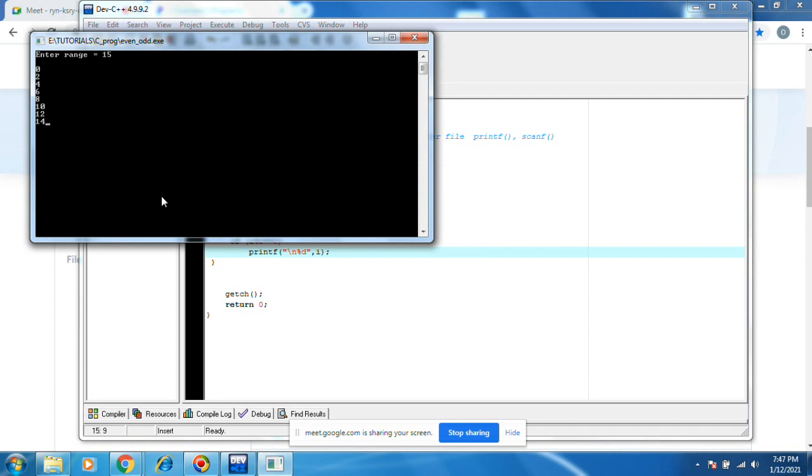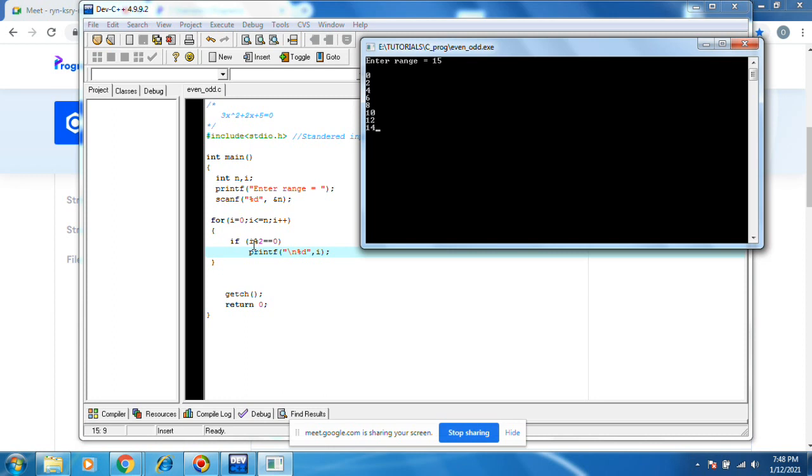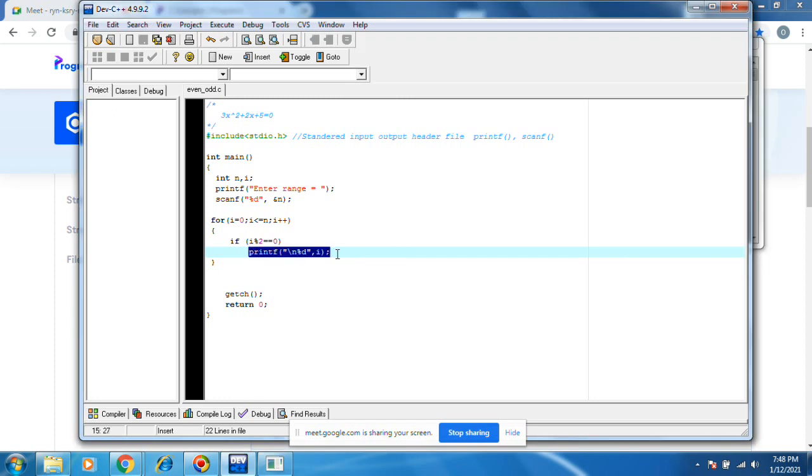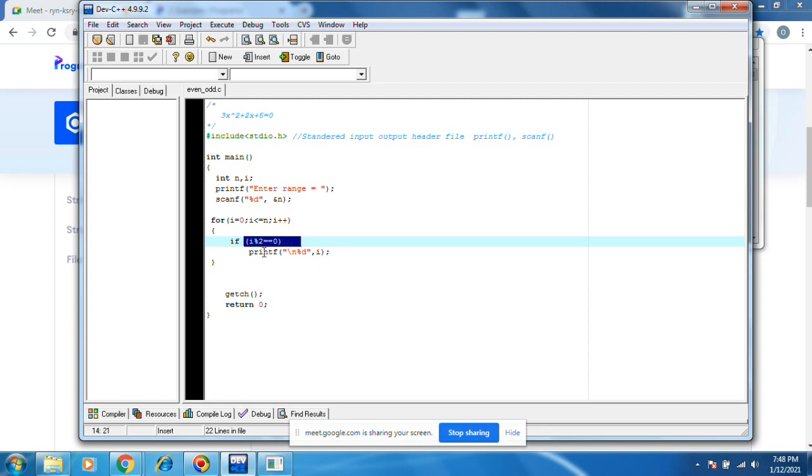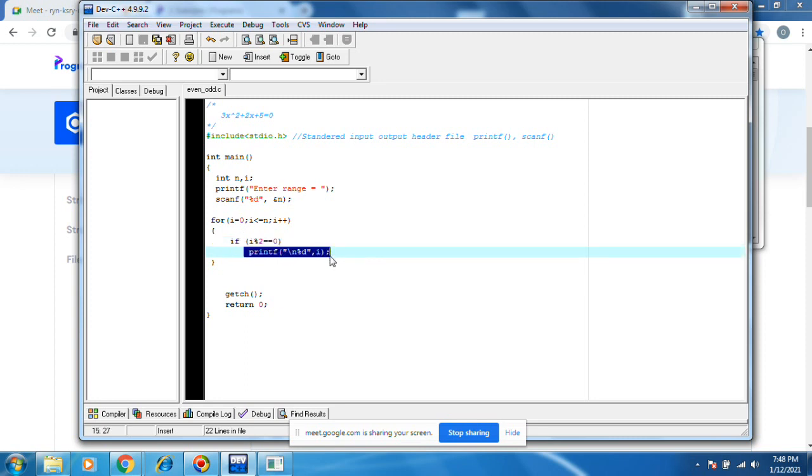Suppose 15. You see, only even numbers we printed. I just put a small condition. Only those numbers that give remainder 0 are printed. That means percent means remainder. If any number percent 2 is 0, it means even number. This is the even number logic. All even numbers are printed.